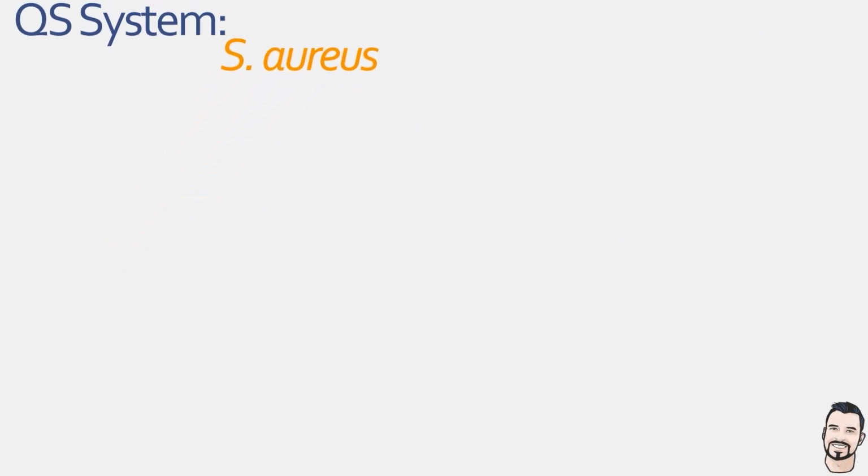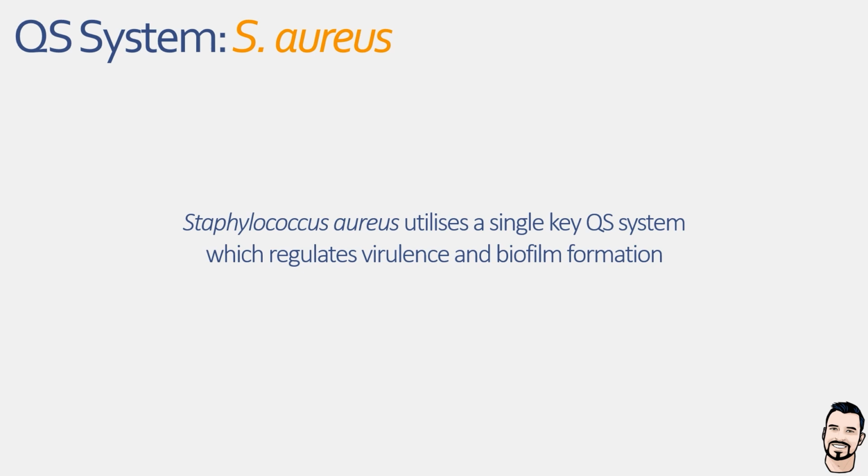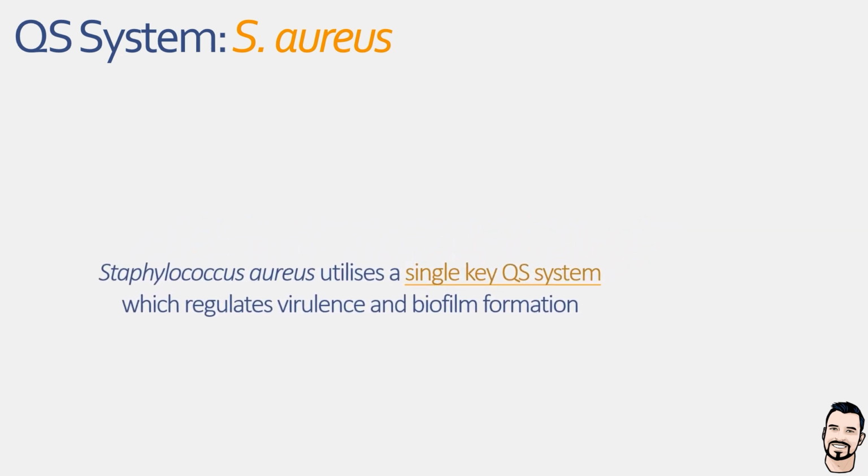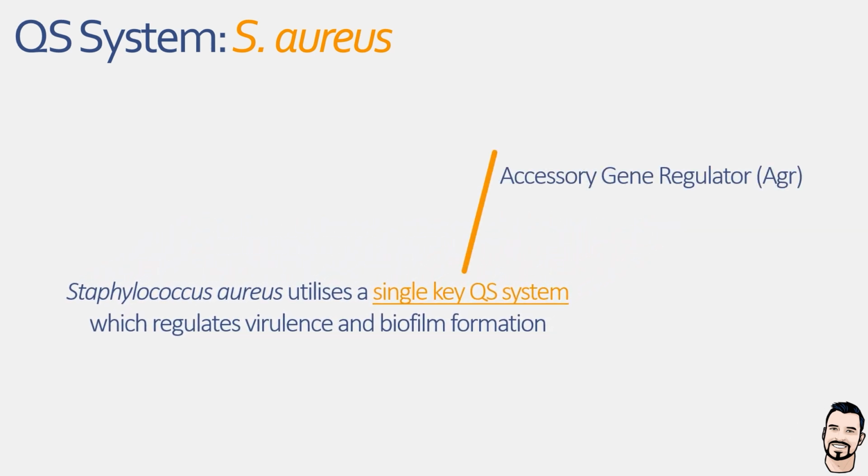Now, during infection, Staphylococcus aureus utilizes a single quorum sensing system to help regulate things like virulence factor production, biofilm formation, and the overall colonization of a host. Essentially, this quorum sensing system allows bacterial cells to assess their population density and adjust their behaviour accordingly. Now, the main quorum sensing system of Staphylococcus aureus is the accessory gene regulator, or AGR system. This system enables Staphylococcus aureus to detect and respond to its own population, functioning as a mechanism for intra-species communication.